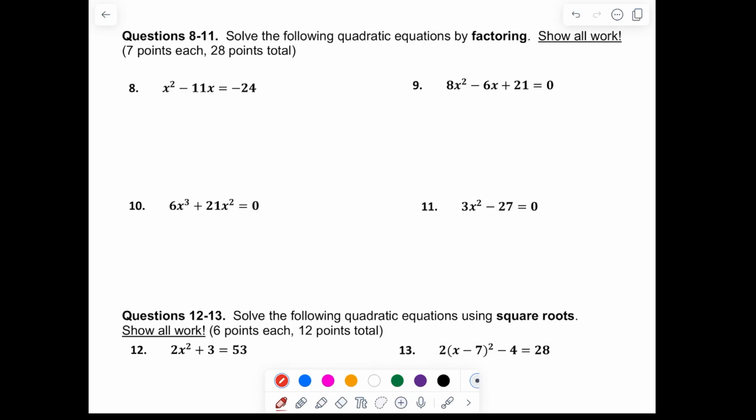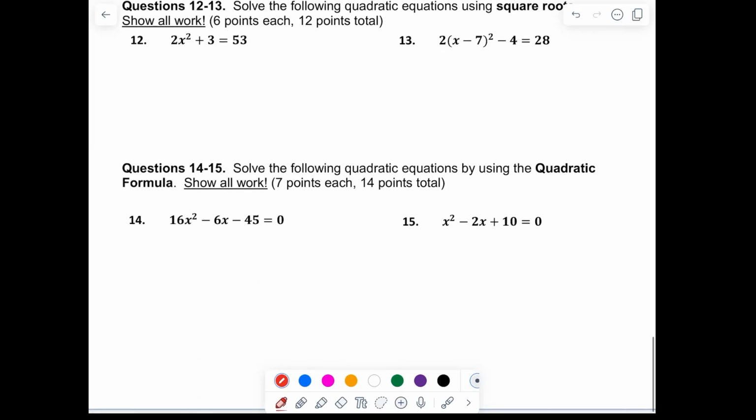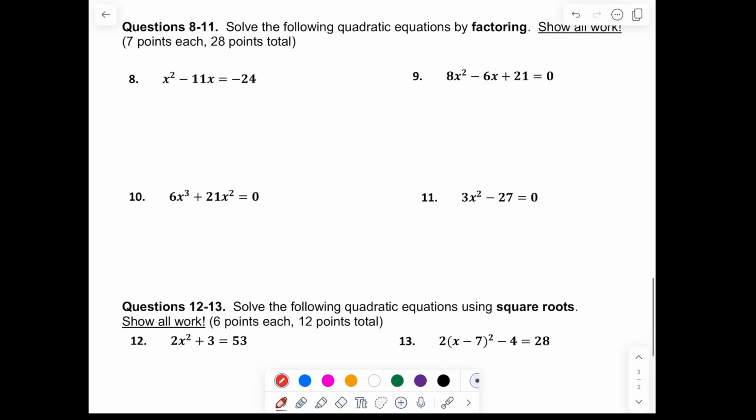Mr. Anderson here, and in this third video of reviewing quadratic functions, I'm going to be solving quadratic equations three different ways: by factoring, using square roots, and using the quadratic formula. First, I want to think about a quadratic equation.